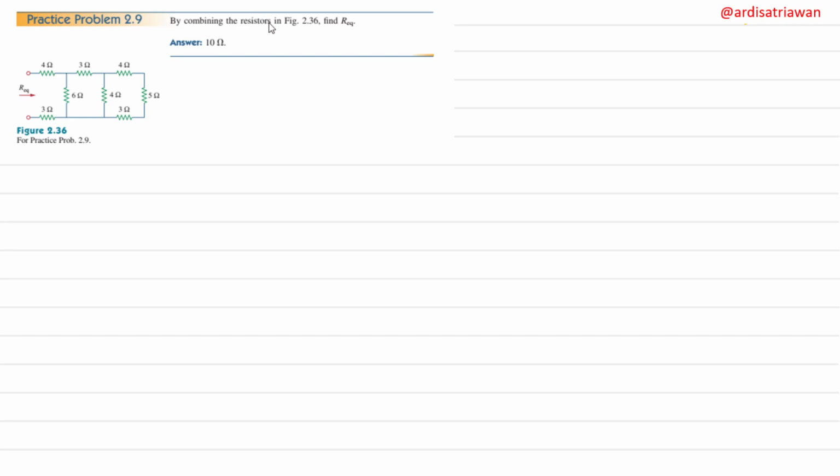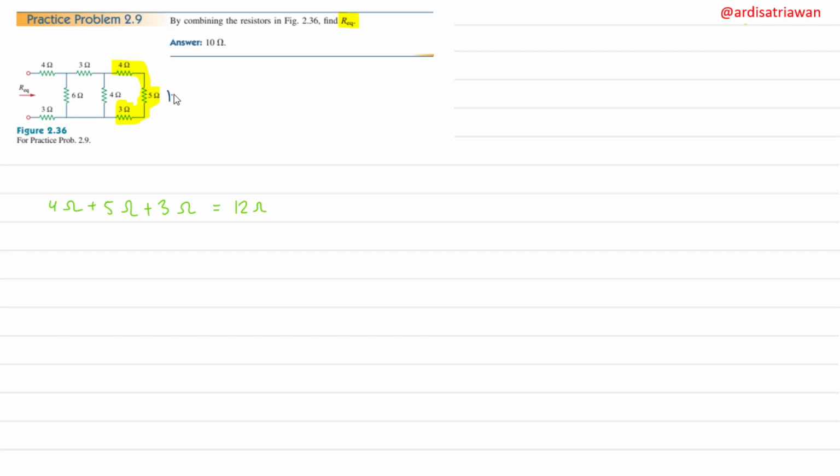Okay, we have practice problem 2.9. By combining the resistors in the figure, find the equivalent resistance. Okay, let's do that. The first thing that we can see easily here is that these 3 resistors are in series. So that means that we can just add them up. So that will be 4 ohm plus 5 ohm plus 3 ohm, and that will be 12 ohm, right?